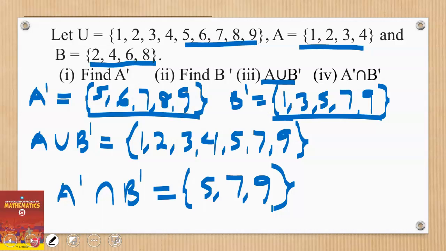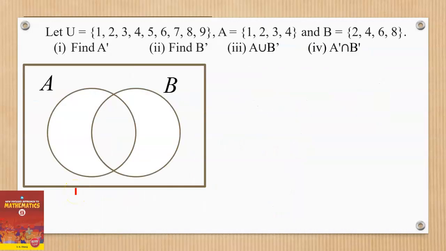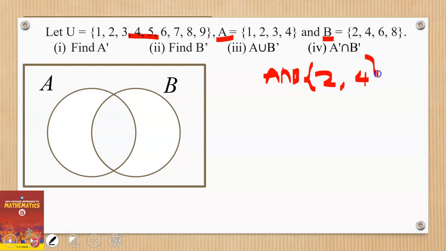So that is that. This same question can be answered using the Venn diagram. What we are going to do is represent all this information that we have here on the Venn diagram. First of all, let's see whether we have an intersection between A and B. Yes, we have, because A intersection B gives us 2 and 4. So we first have to represent 2 and 4 in the intersection position.